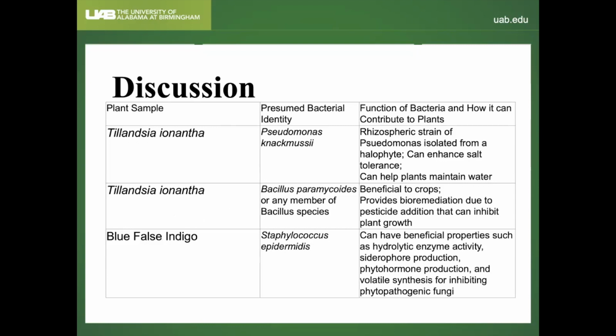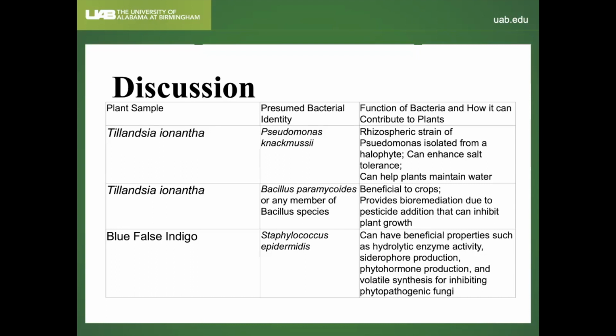Those samples were sent to be sequenced, and essentially we were able to pair them with certain identities. For the first bacterial sample, we identified it as Pseudomonas nakamurae, which is known as a rhizospheric strain of Pseudomonas isolated from a halophyte. That's what it said on there. Essentially, this strain is known for enhancing salt tolerance and can help plants maintain water.